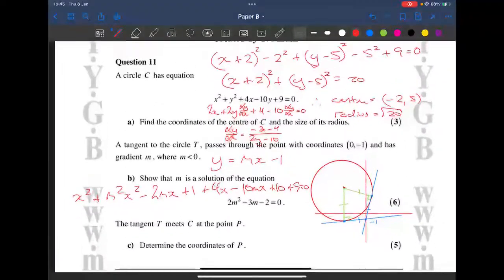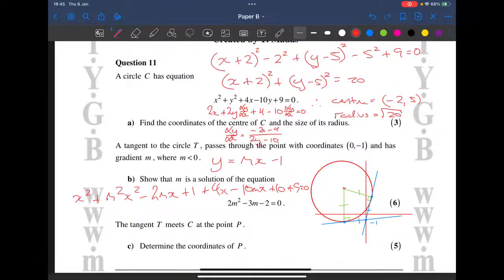Let's try and collect some of these bits. How many x squareds have we got? Over here, I've got m squared plus 1, lots of them. And that's it for x squareds, so we can cross those bits off.